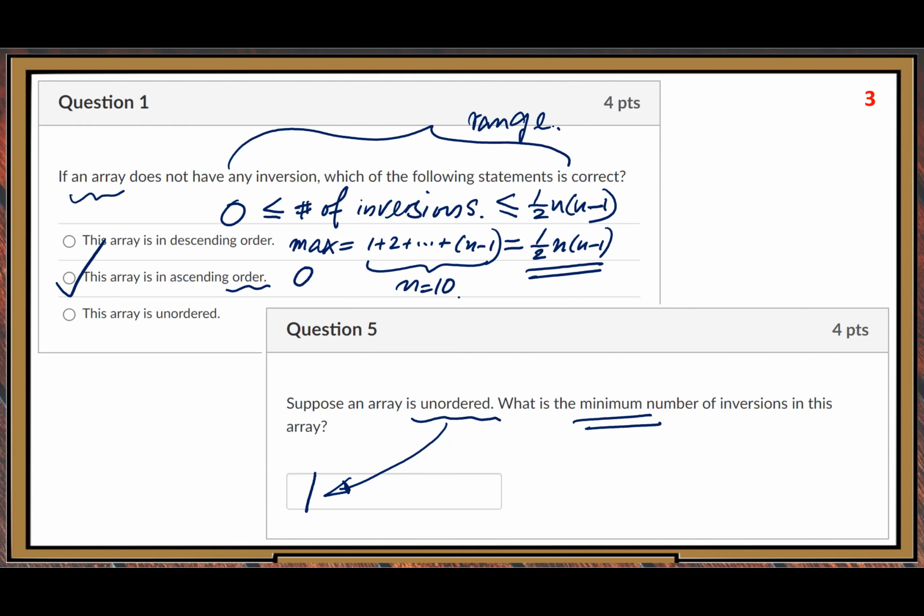Then think about this question: the number of inversions for a given array and the number of comparisons needed to sort this array. Here, let me raise this question.